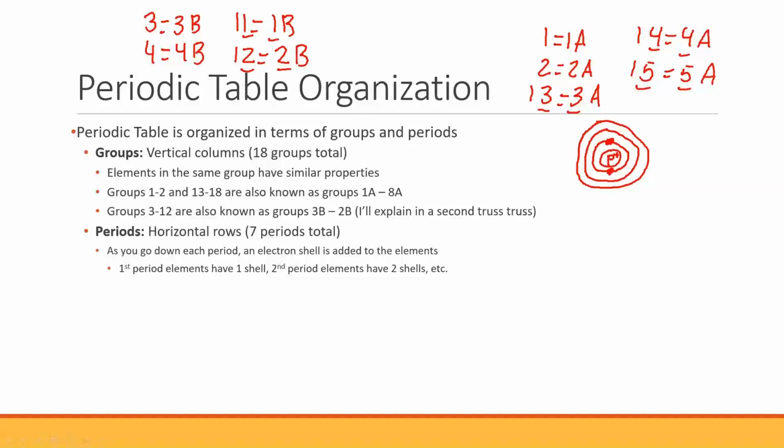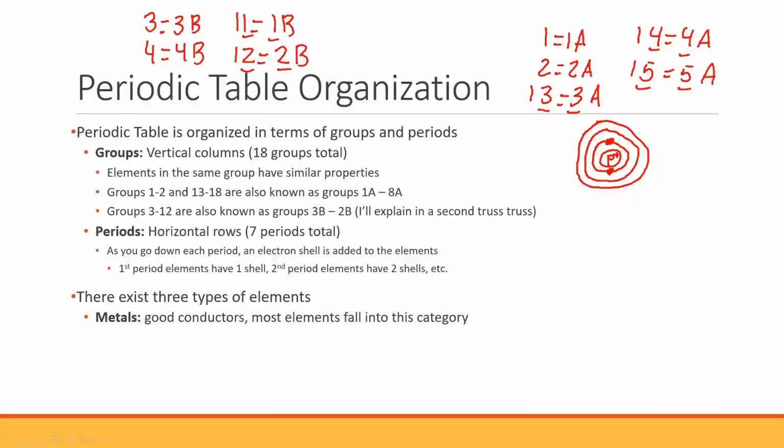Now we know that our periodic table is organized in terms of groups and periods. We can also organize the periodic table in terms of types of elements. Now we're going to talk about 3 types of elements. First, we have metals, which are excellent conductors of heat and electricity and are typically solids at room temperature. In addition to this, most of your elements will fall into this category. I'll show you guys that in a bit.